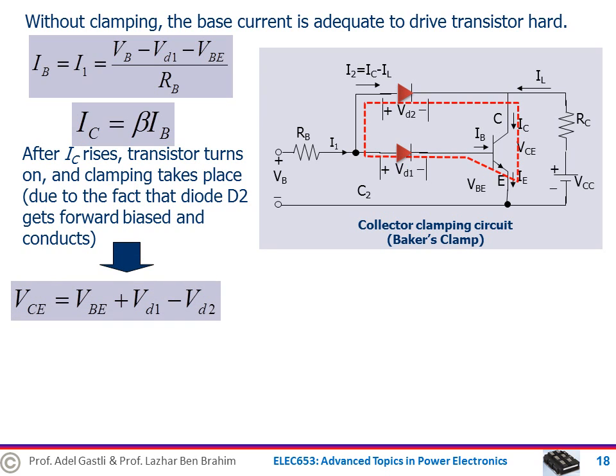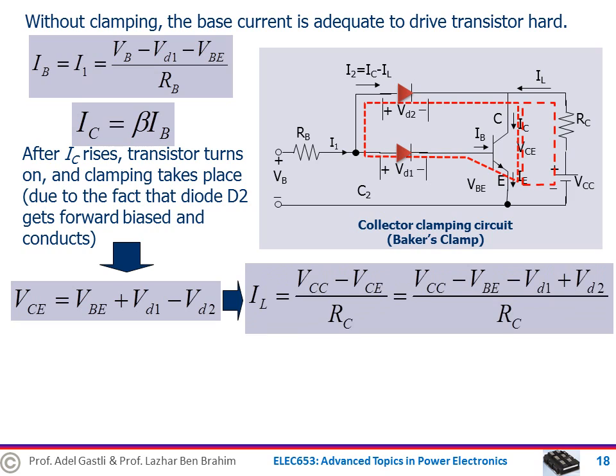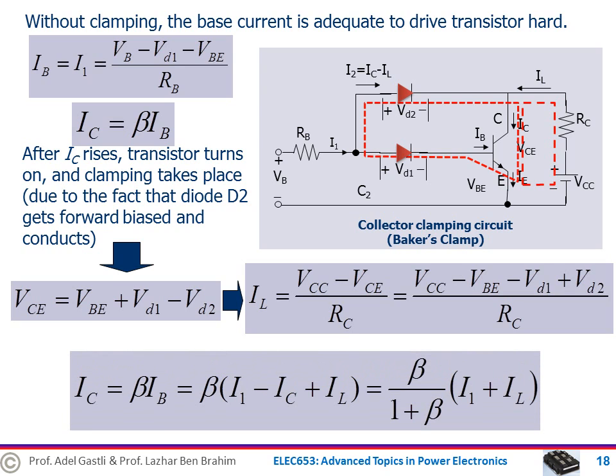So according to Kirchhoff voltage law in this loop, VCE is equal to the base emitter voltage plus the voltage drop across the diode D1 minus the voltage drop across diode D2. Now, considering the load current equation, which is obtained by Kirchhoff law in the load loop, and replacing VCE by its value in this equation, it is possible to rewrite the load current equation as follows. Now, knowing the collector current is related to the base current by the gain beta, we can obtain the relation of the collector current with the load current and base drive current I1 drawn through the base source.